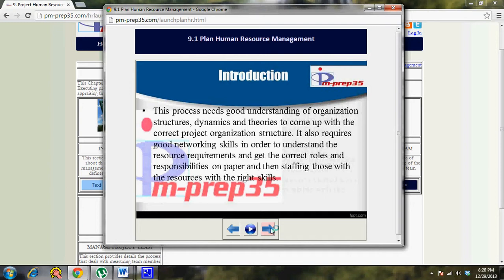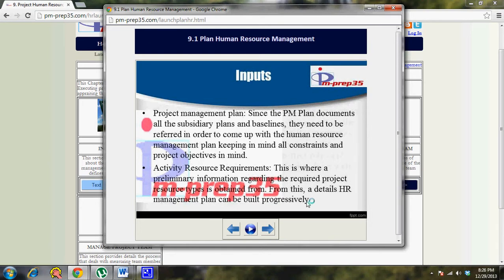And networking skills is one of the important requirements, basically, because you have to get the right resources, because there will be a lot of competition for very good, scarce resources. So you have to deal with that also. So it covers that aspect also. It not only deals with understanding organization structure, but also good networking skills and negotiation skills are part of this, acquiring the right team and the correct team members.